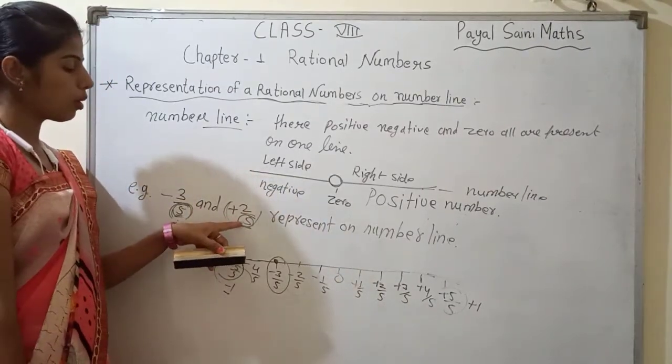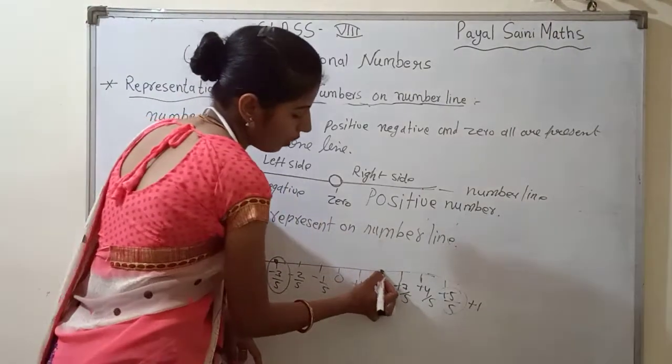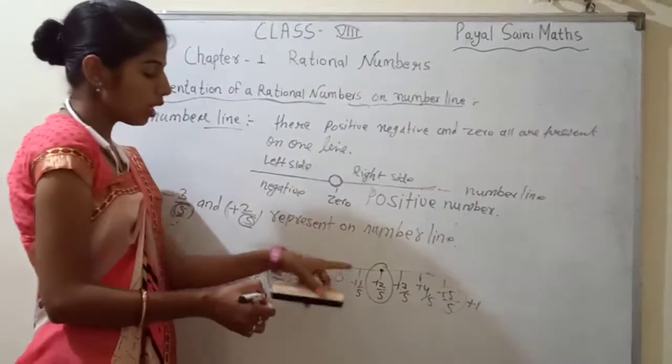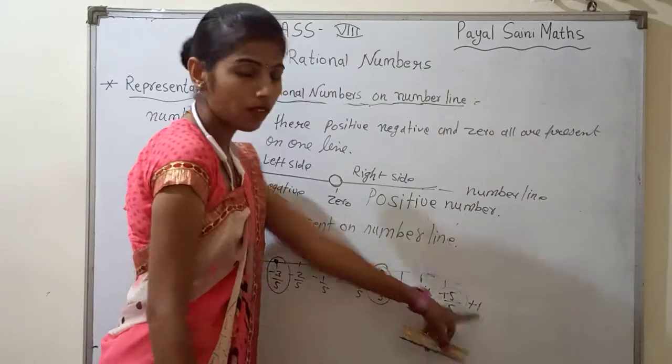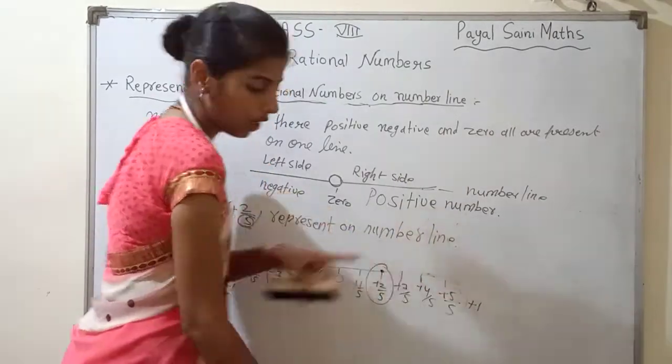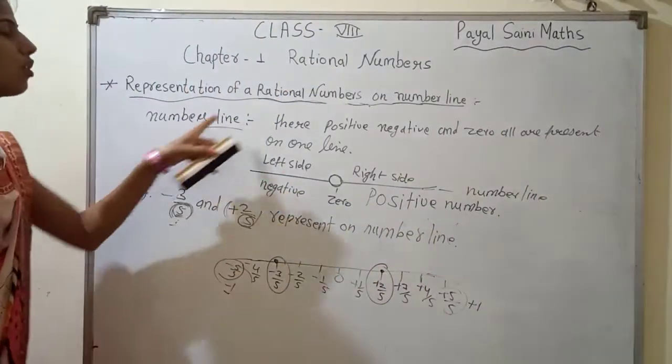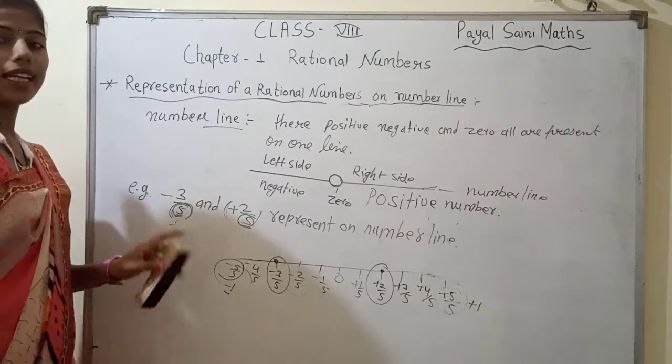And your positive number is plus 2 by 5. Plus 2 by 5 is here. Then we can also say plus 2 by 5 is represented between the 0 and plus 1. Now like that your representation of rational numbers on number line is completed.